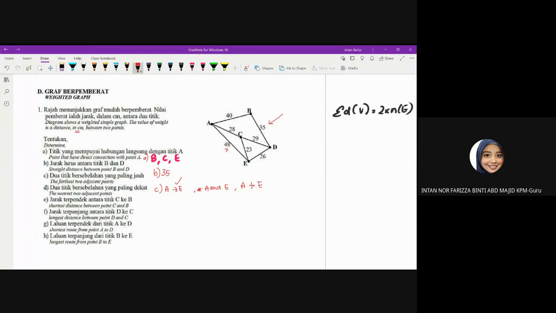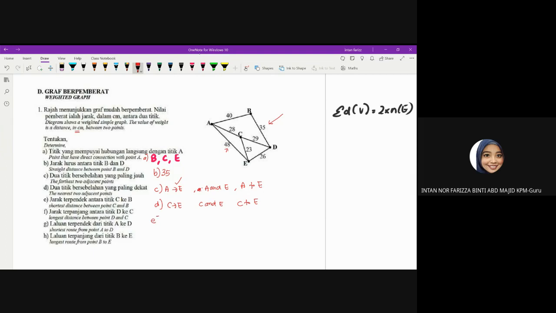Okay, if they ask for the route or they ask for the letters, we stick to the one with the arrow. Okay, next, D. Okay, the nearest two adjacent points. So the nearest, you have to look for the smallest value. So the smallest value here is 23, and they ask for the 2 adjacent points. What are the points involved? So you can write C to E. Or you can write C and E, or you can write C to E.